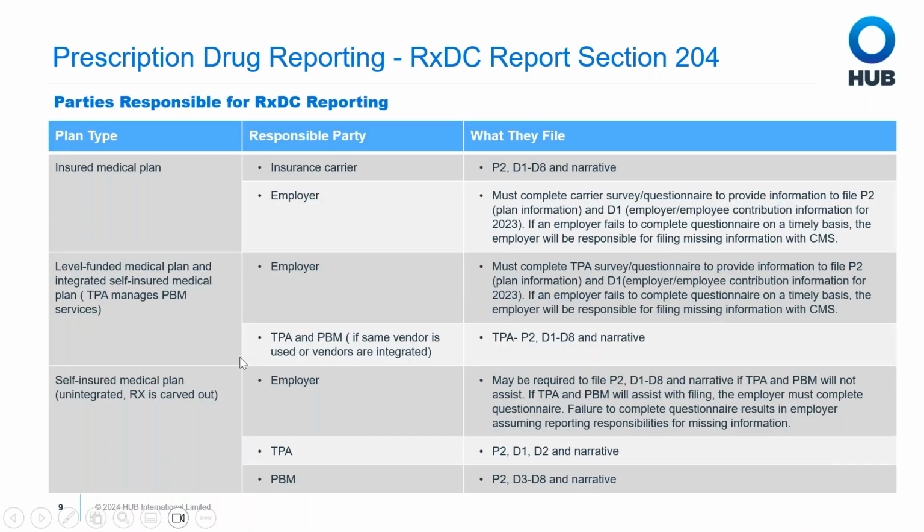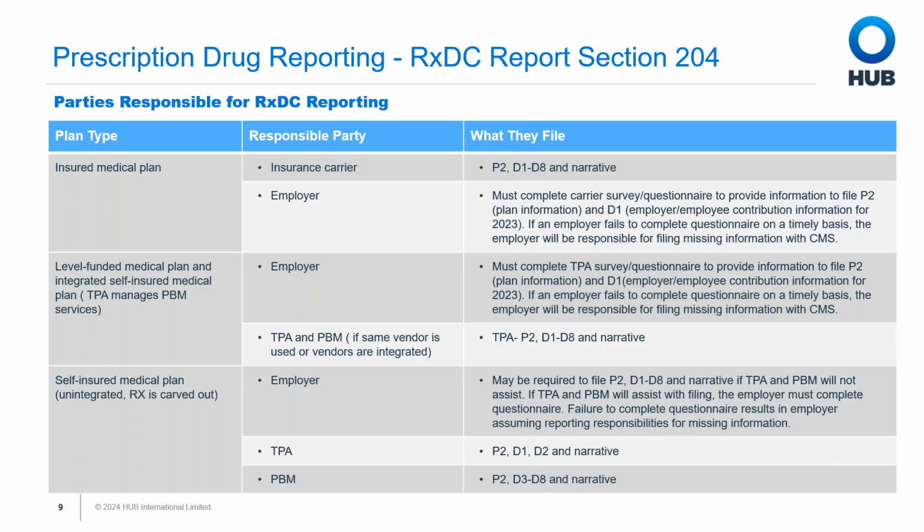Now let's review a couple other provisions. Who are the parties responsible for reporting? If you sponsor a fully insured medical plan, your insurance carrier most likely will be handling most of the reporting requirements. They'll file a Form P2, which is that transmittal form, Forms D1 through D8, and the narrative. You as an employer may be required to complete a questionnaire or survey that the carrier may have sent to you. That information is required because the carrier is required to capture the information found in the transmittal form, Form P2, and the Form D1.